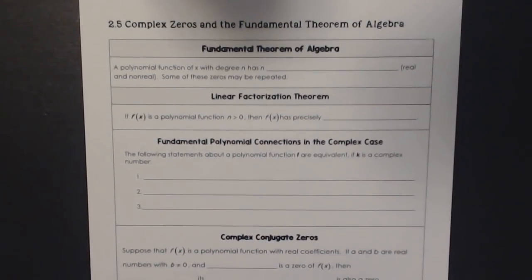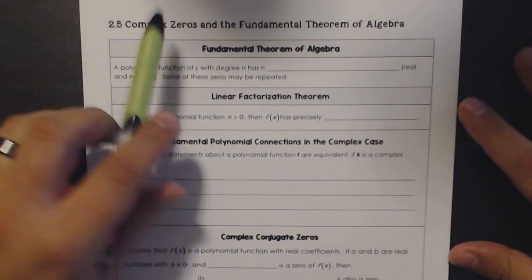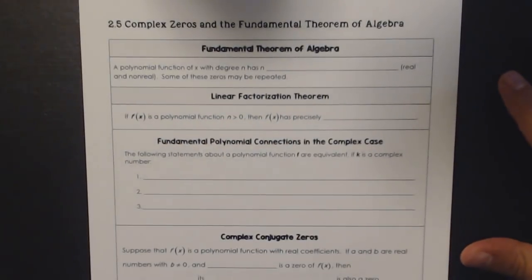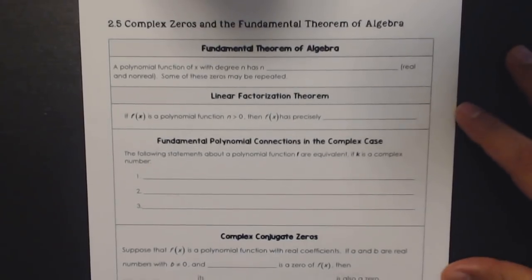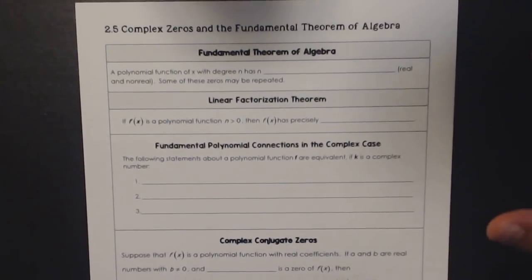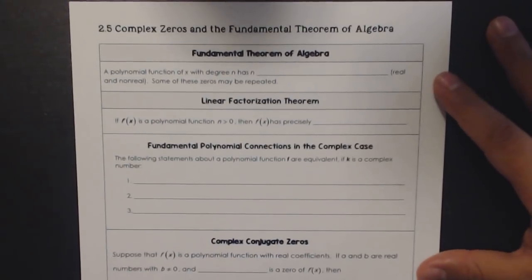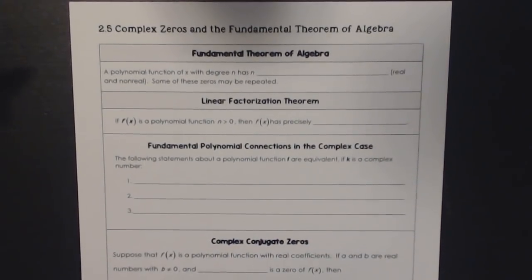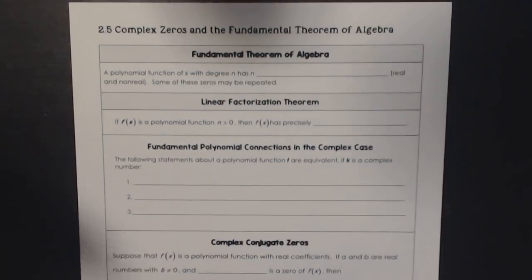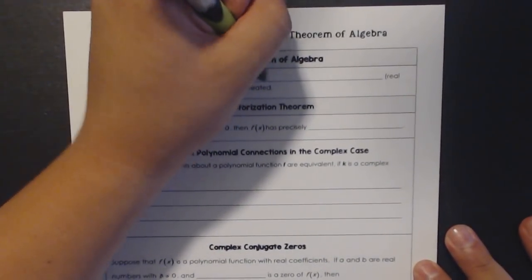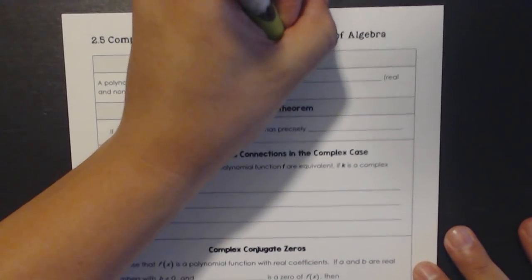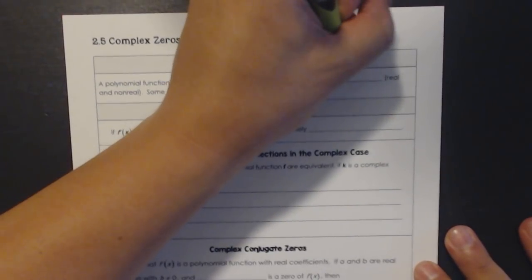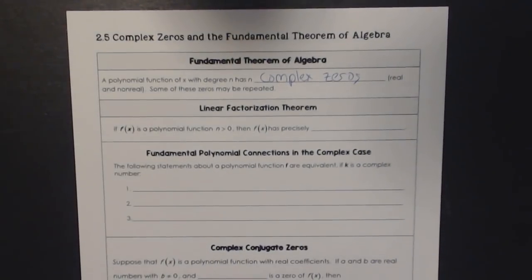Okay, everybody. Today we're talking about 2.5 complex zeros and the fundamental theorem of algebra. So where we can get off to the start is, what is the fundamental theorem of algebra? The fundamental theorem of algebra says a polynomial function of x with degree n has n complex zeros, which are real and non-real zeros.